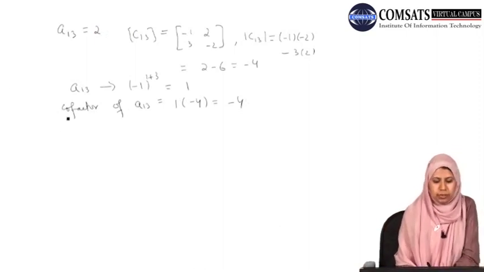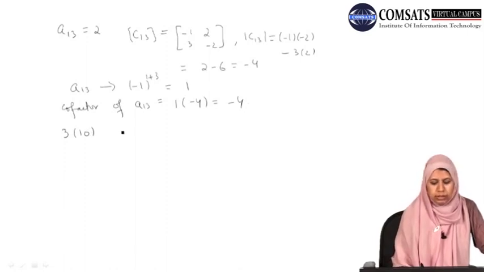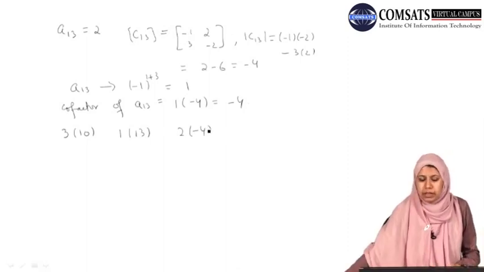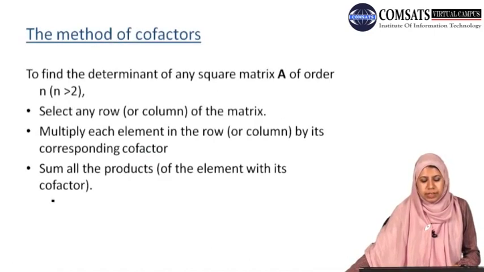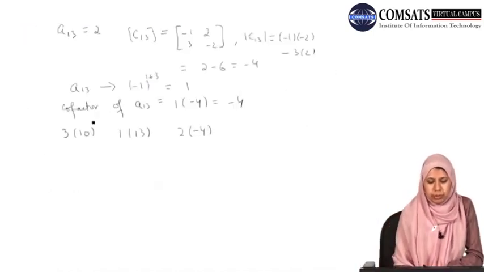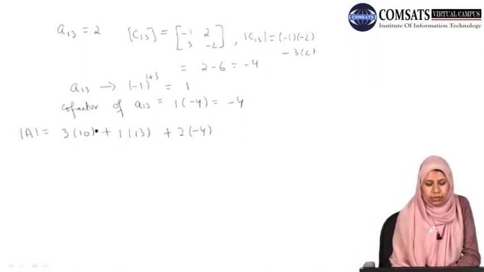That is, the entry A11 was 3 multiplied by its cofactor 10. The entry A12 was 1 multiplied by its cofactor 13, and the entry A13 is 2 multiplied by its cofactor -4. And the last step says that sum all the products, that is, of the element with its cofactors, which means that you simply have to put the plus sign in between, and this is nothing but the determinant of our matrix A of order 3 by 3. We will simplify it.